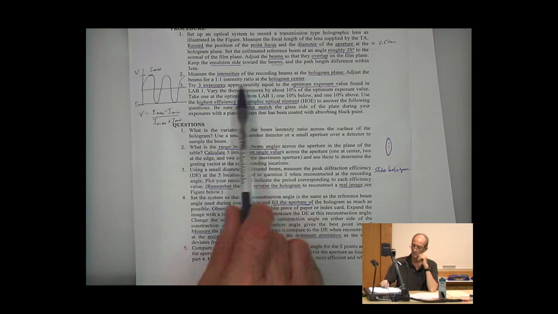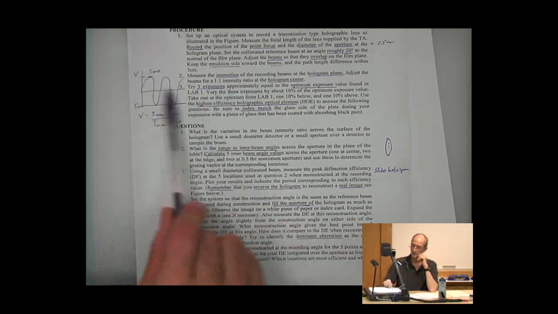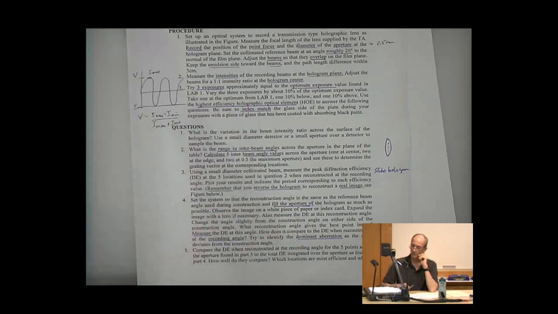Okay, so here, all right. We have this high visibility, and then what I'd like you to do is build on your experience from Lab 1, so you kind of know what the exposure level was. Does anybody remember what your exposure level was?